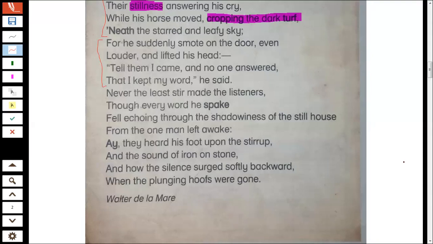Look, for he suddenly smote on the door even. Again, he smote, he knocked, louder, and lifted his head. Lifted his head means he raised his head up. "Tell them I came," and no one answered. "That I kept my word," he said. So this tells you what? By the way, the rhyming scheme here is the same. A, B, C, B. Head and said.